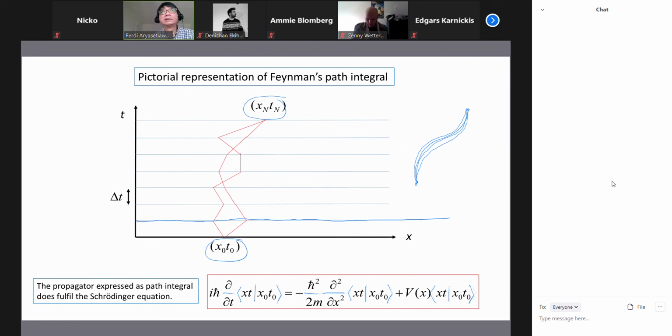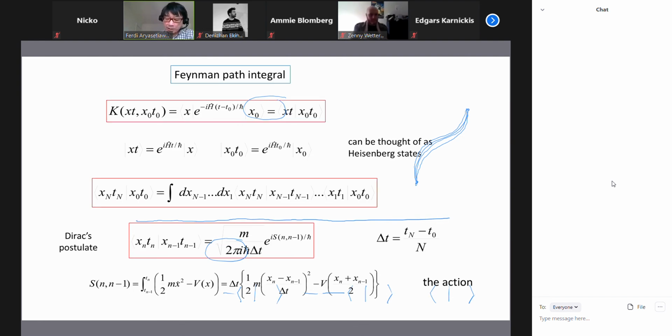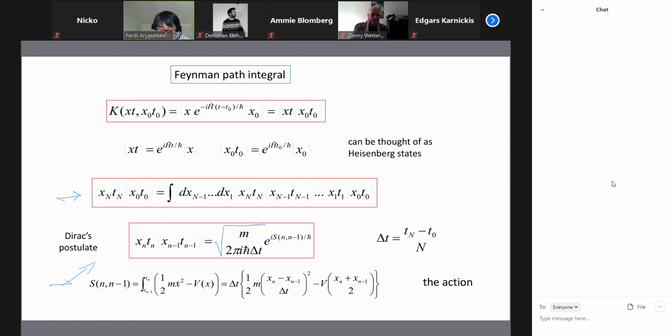the path integral formula, that is to say this one here, also fulfills the Schrödinger equation. So this formula is correct because it is equivalent to the time-dependent Schrödinger equation.